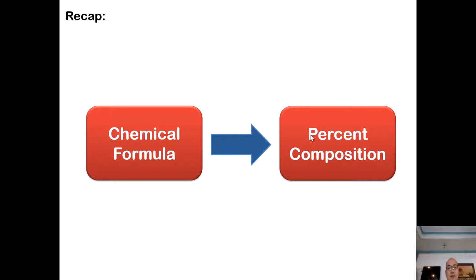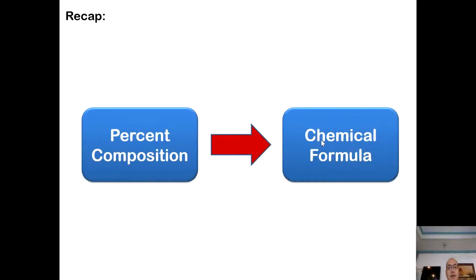Last lesson, we computed the percent composition from a chemical formula. The given is a chemical formula, and from that, we calculate the percent composition of each element present. But in this particular lesson, we're going to find out the chemical formula of a certain compound based on the given percent composition.